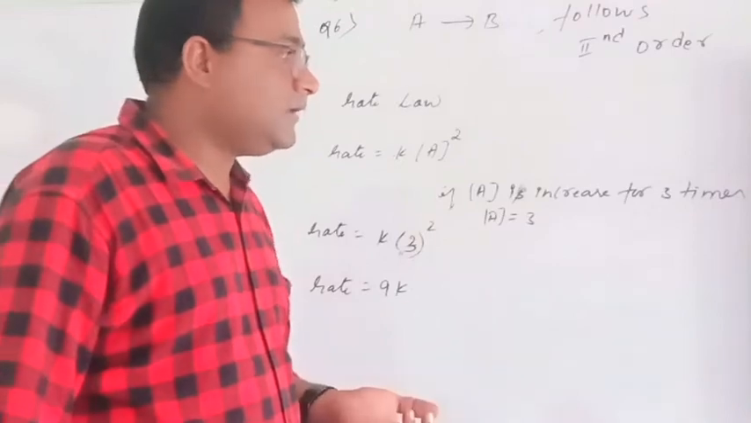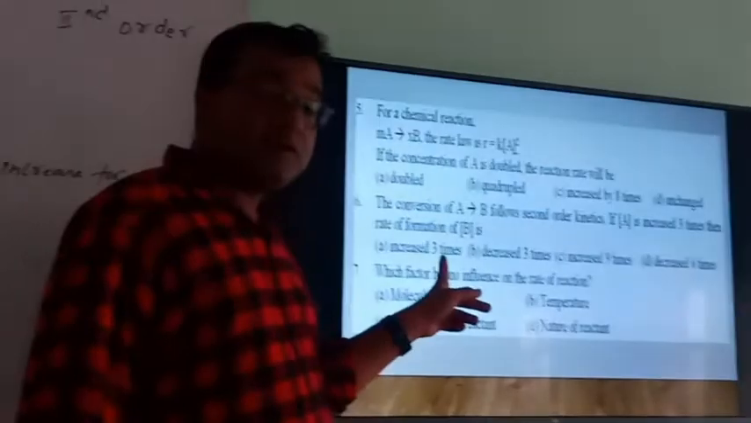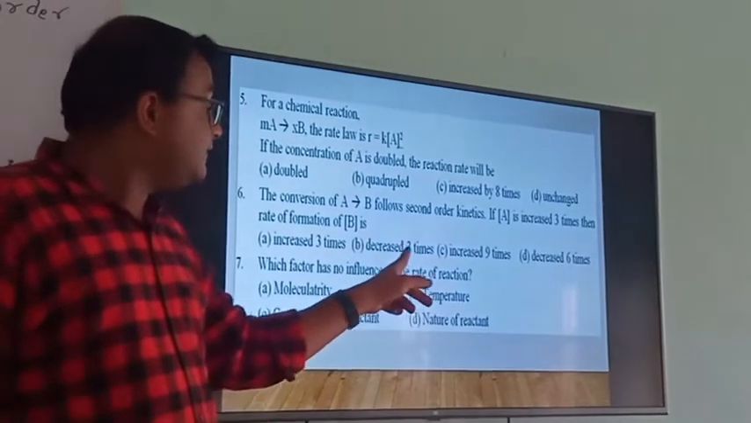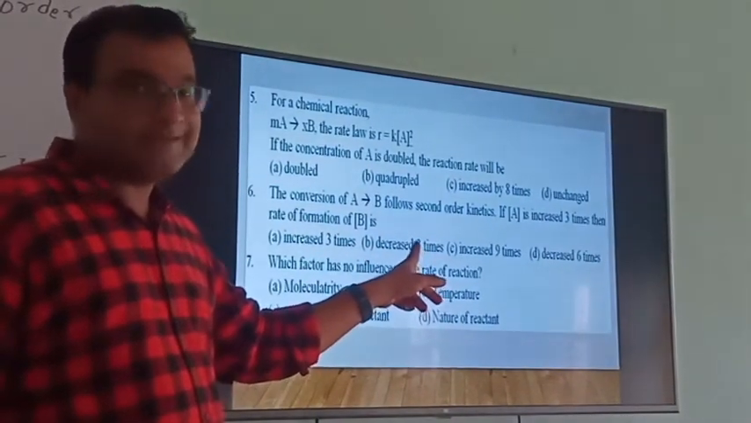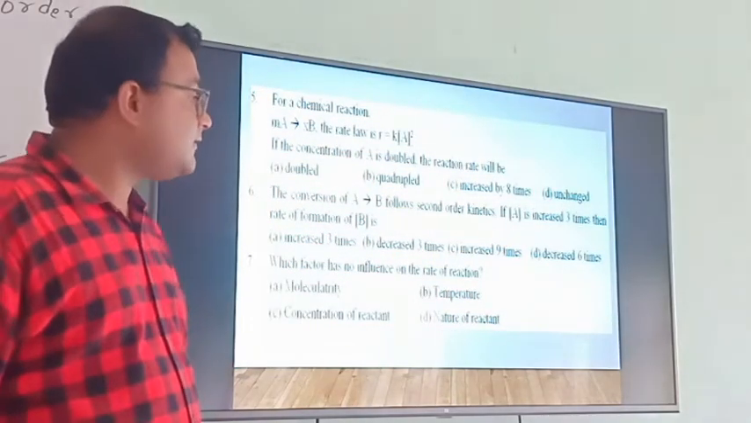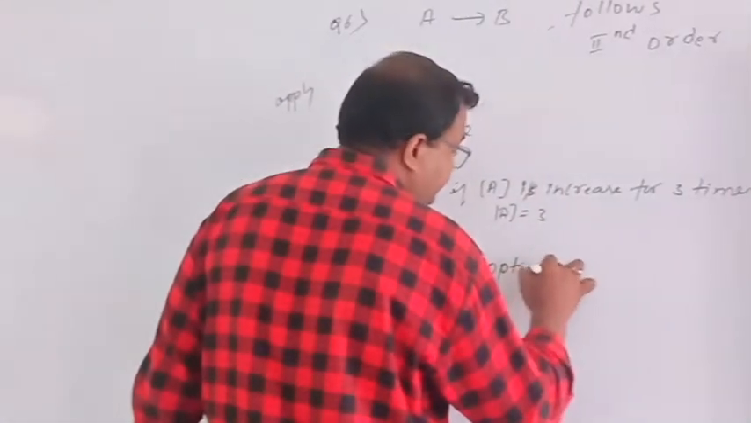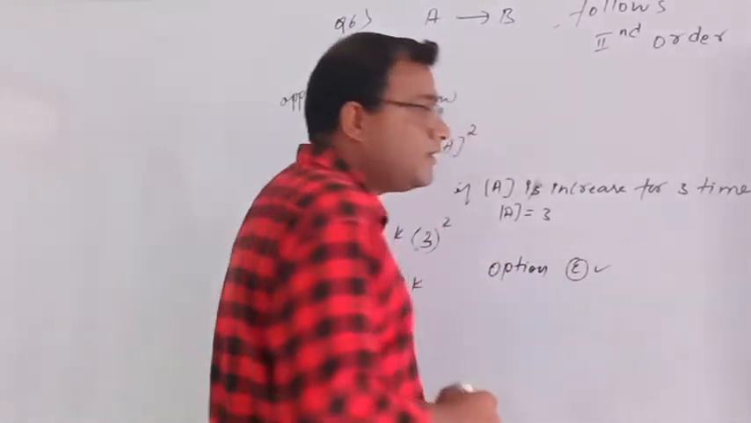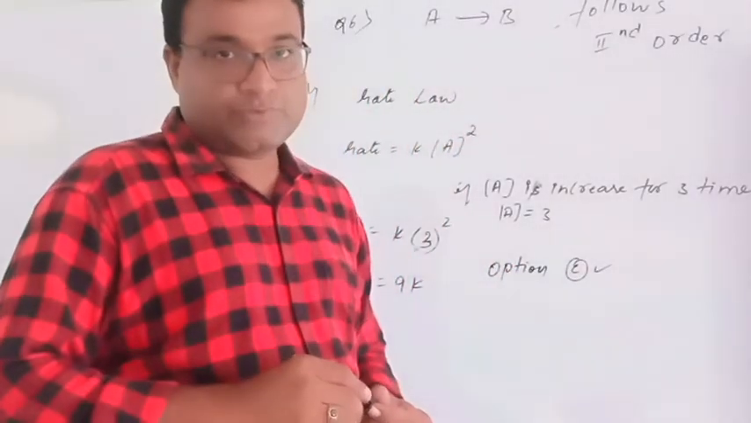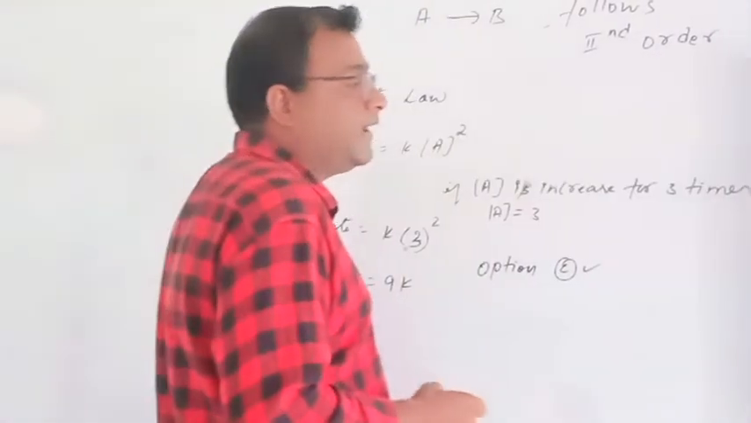So the answer is here: increase 3 times, decrease 3 times? No, it cannot decrease. Increases 9 times. Correct is option C. Clear? Next question.